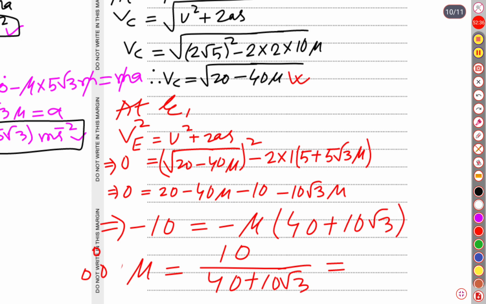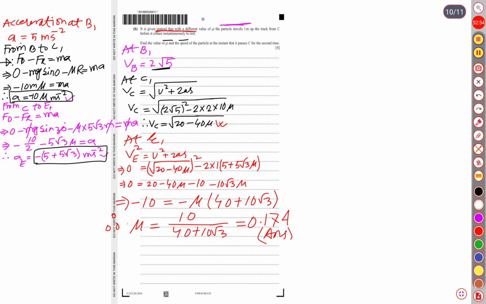That means it is going to be 0.1744. So if we round it up to 3 significant figures, it is going to be 0.174, our frictional coefficient of this part. They have told us to find the frictional coefficient, that means the value of mu. So we have got the first part of this answer.